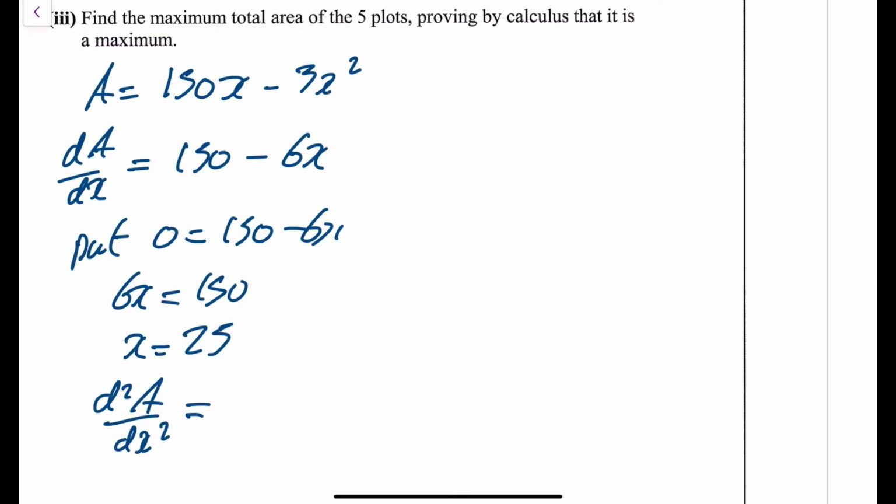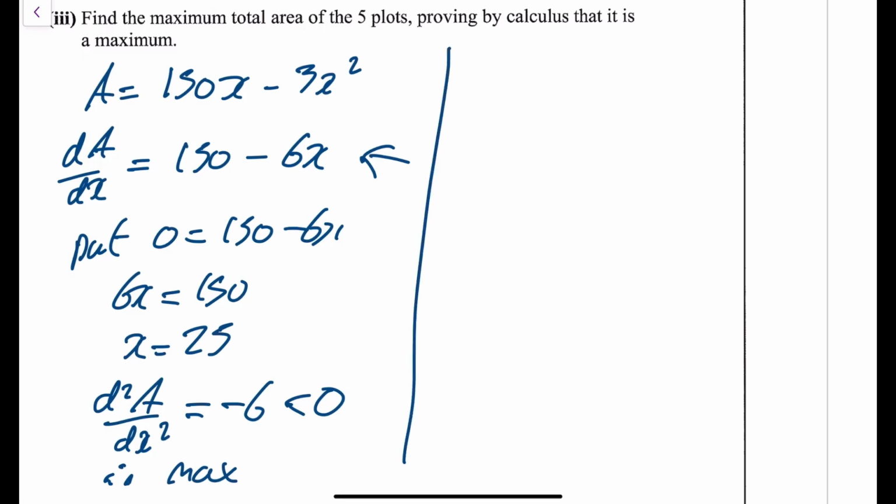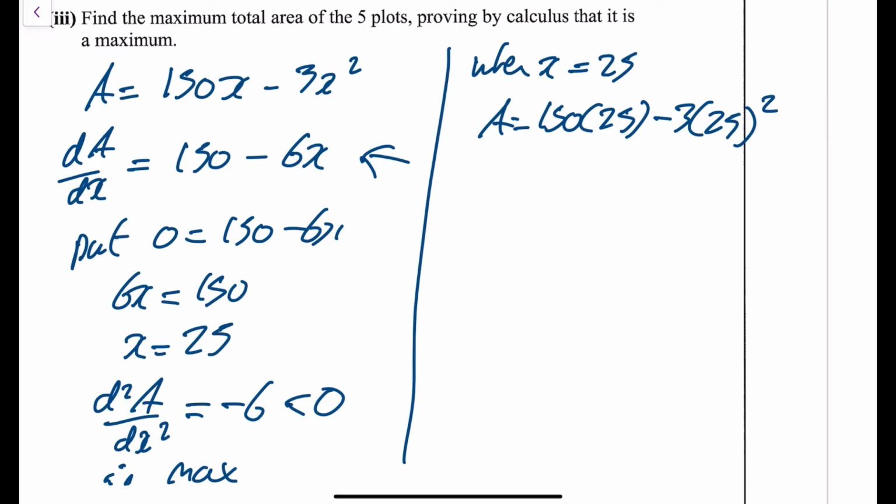And then you just check to see if it's a maximum or minimum. So we want to check this. If you differentiate this thing up here, you get minus 6, which is less than 0. Therefore, that is a maximum. And then find the maximum total area. I would just say when x is equal to 25, your area is 150 times 25 minus 3 times 25 squared. Do that out and you will get 1875 meters squared. And that's us done. Happy days.